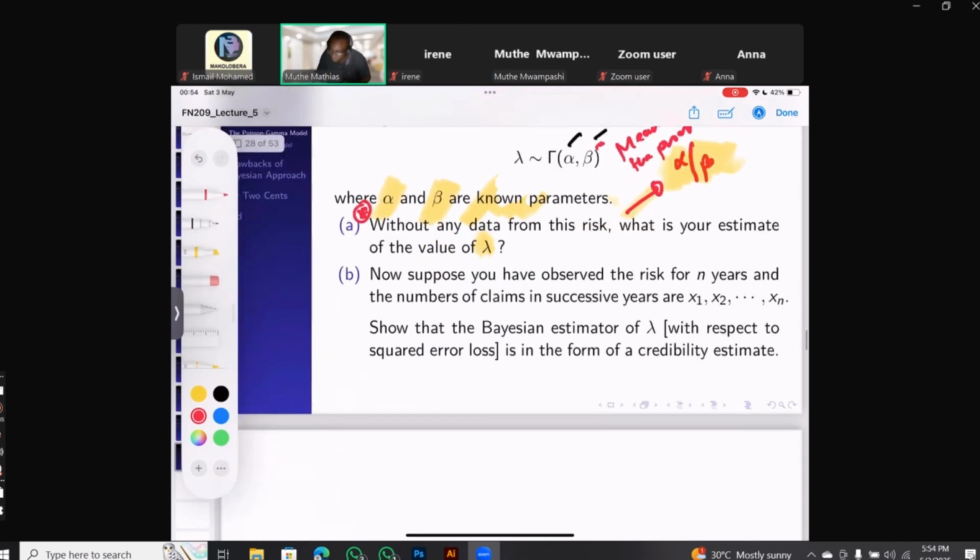Because if you look now at the second part, suppose you have observed the risk for n years, right? Just like the example I gave you before. Now suppose you have observed the risk for n years, and the numbers of claims in successive years are these. So now we have observed the data during this period. Show that the Bayesian estimator of lambda, and there is a very important phrase here, with respect to squared error loss, is in the form of a credibility estimate.